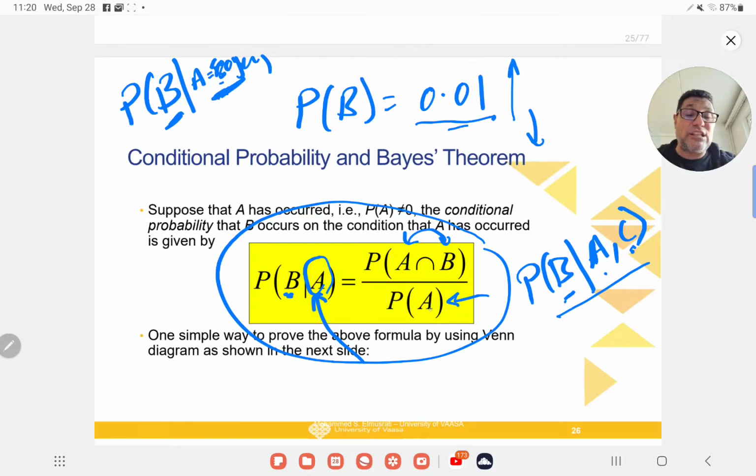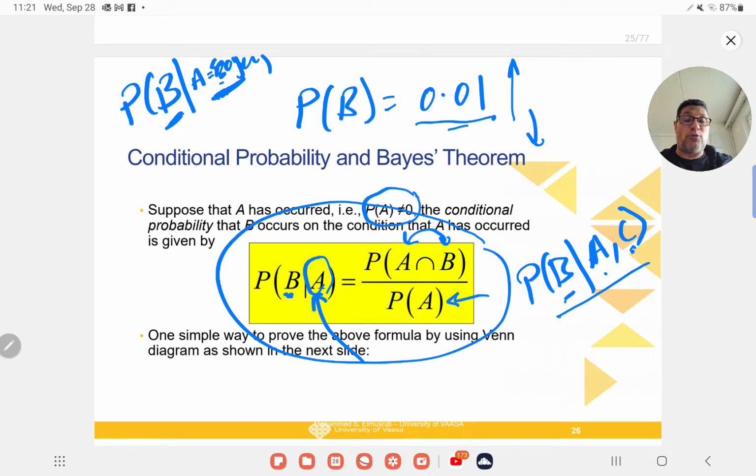Okay, here it is clear that A must not be impossible, because if the occurrence of A is impossible, it means that the probability of A equals zero. If the probability of A equals zero, of course this will be undefined, because you cannot divide any number by zero. And it is actually very logical, because here we say that, conditioned on A having occurred, the probability of A is not zero. Okay, now we have this formula.